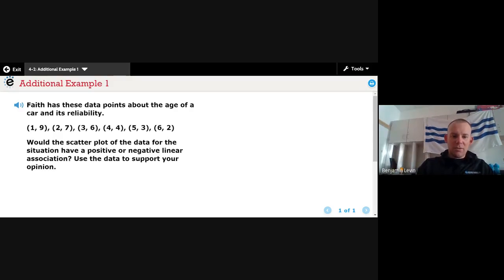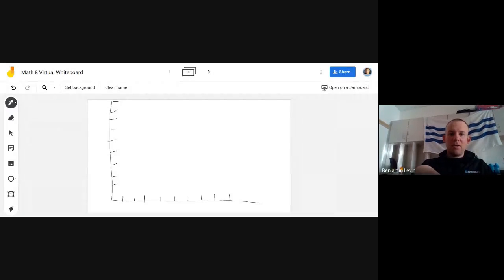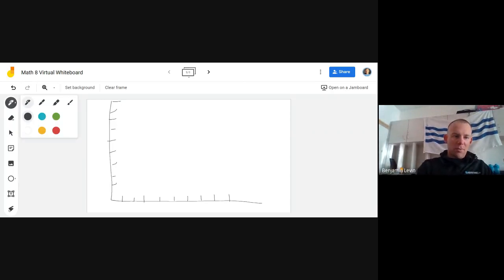All right, so let's graph these points on the Jamboard. We have 1, 9. I'm going to graph the points in red. So over 1 and up 9, right? 1, 9 is our first data point. X is 1, Y is 9. So that's up here. We have 2, 7. So over 2 and up 7. We have 3, 6. Over 3, up 6.